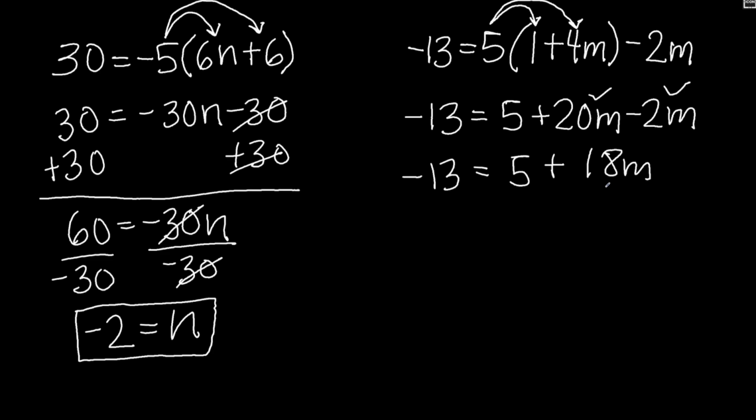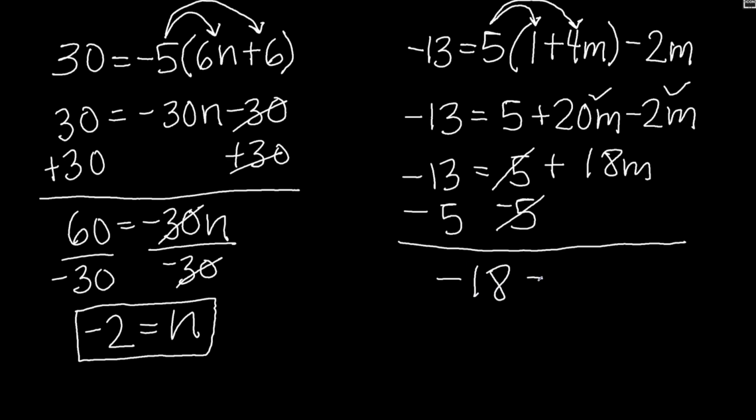Now, we want to isolate this term that contains the variable m. So in order to do that, we would subtract 5 from both sides. These 5s will cancel out. Negative 13 minus 5 gives us negative 18. We bring down the 18m.